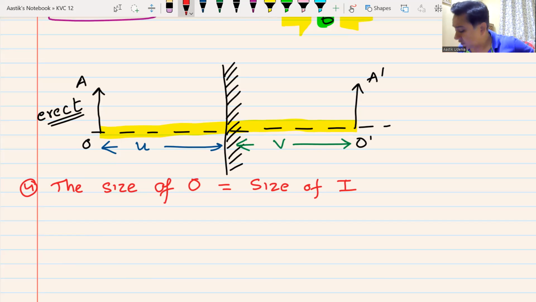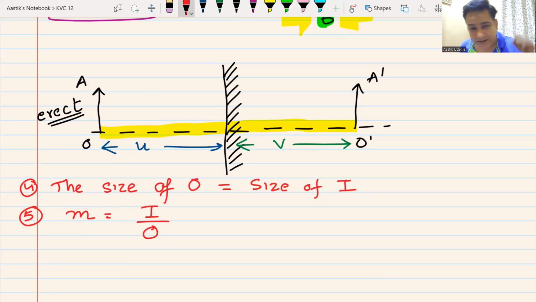Now, have you heard about the term magnification? Yes, beta? You have heard about the term magnification? Well done. If you have heard about the term magnification, you can make point number 5. Magnification is denoted by the letter M. It is size of the image divided by the size of the object. So I standing for image and O standing for the object. Magnification is size of the image divided by the size of the object.